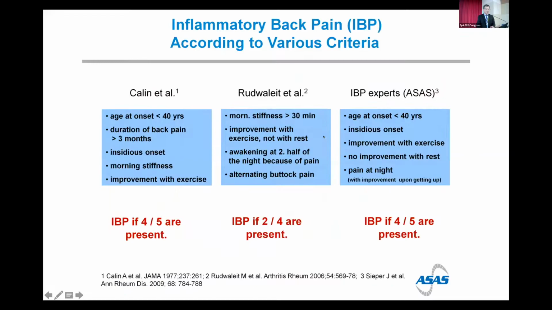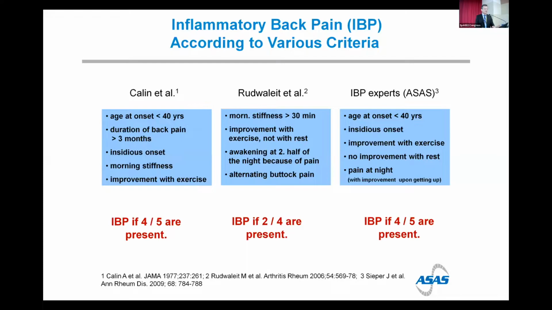So let's start from the spinal pain. This is the hallmark symptom of SPA. So we have three classification criteria, only for classification. I personally like the Berlin criteria, where you just ask four or five simple questions. For age of onset less than 40 years old, for duration of more than 3 months, and for onset should be insidious onset. And then you have morning stiffness, which is the earlier sign of SPA, and also improvement with exercise, which can differentiate from mechanical back pain. So if we have four positive over those five items, then you call IBP is present, and you should suspect axial SPA.